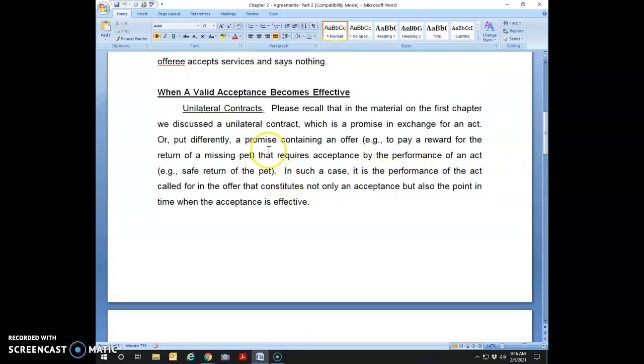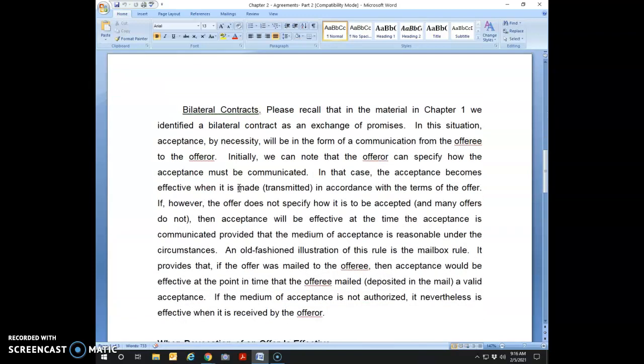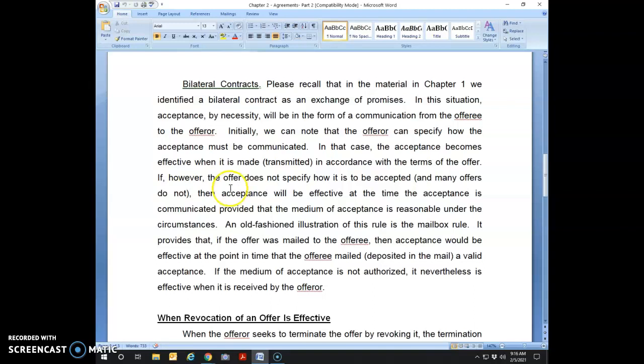How is an offer to enter into a unilateral contract effectively accepted? It's accepted by performance of the act called for in the offer, the return of the missing jewelry, by way of example. If we go down to bilateral contract, now it's a little bit more to consider.